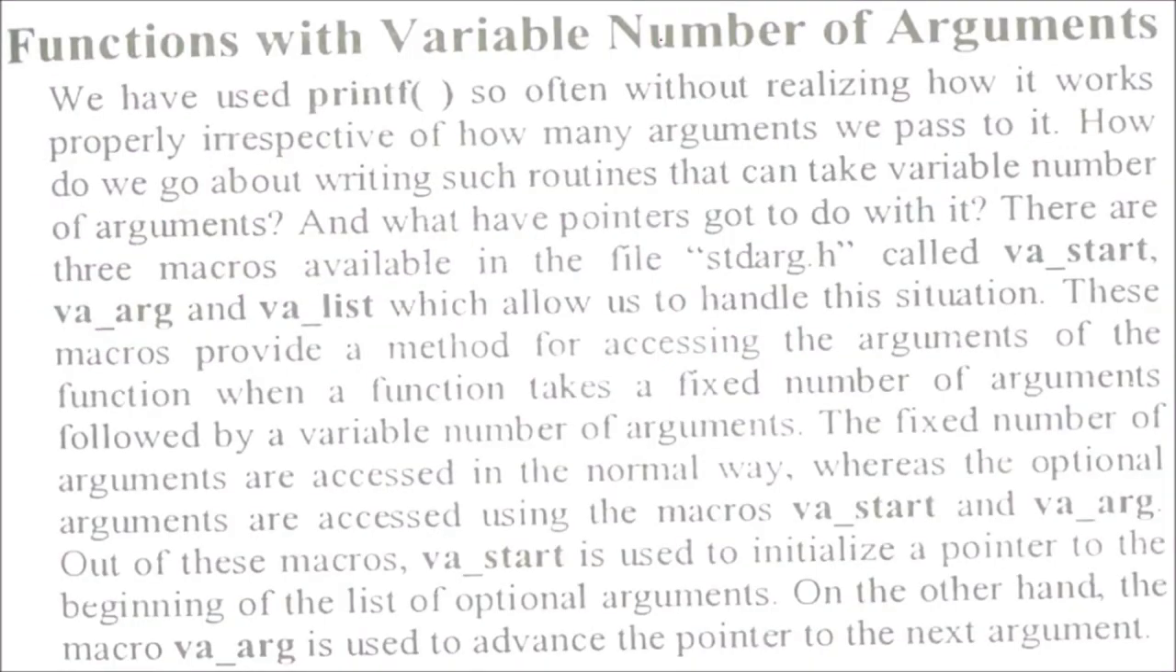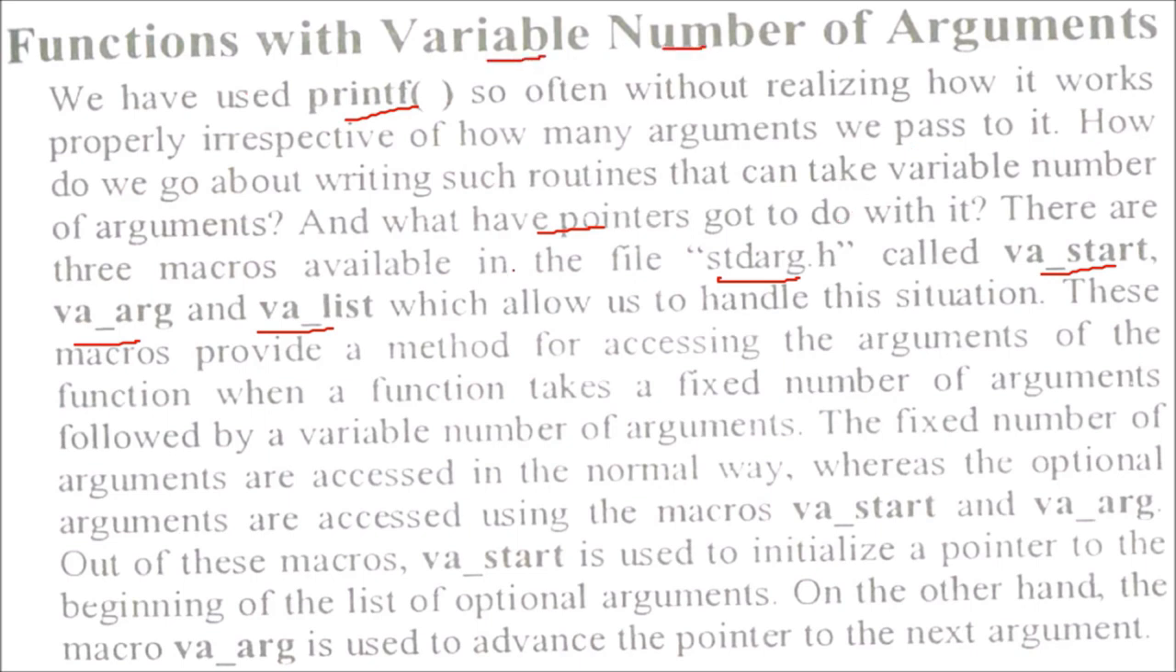Function with variable number of arguments. We have seen printf without even realizing that there is no restriction on the arguments we pass. Means we can pass a variable number of arguments. So do we have any pointers to do something with it? There are 3 macros available in stdarg.h: va_start, va_arg, and va_list. So this situation will be handled because we are going to make a function with a variable number of arguments.